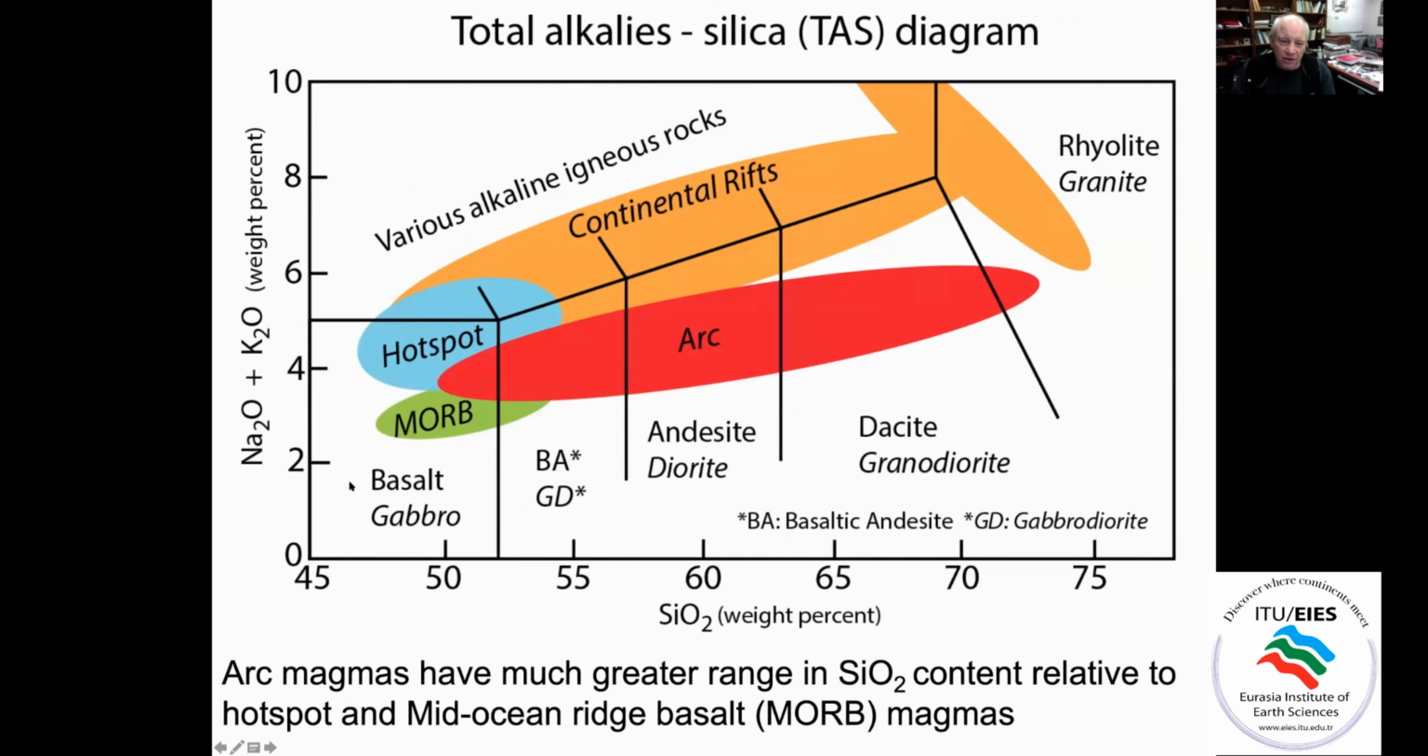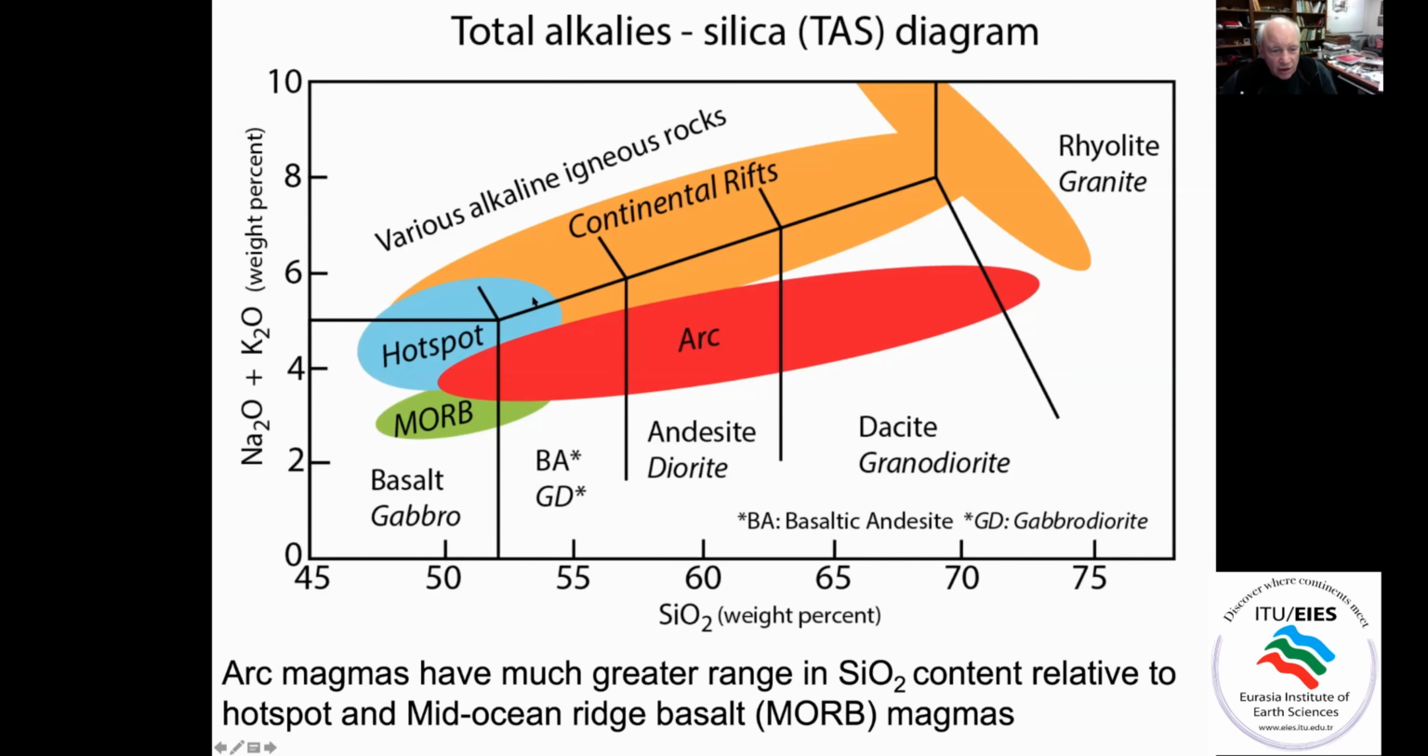All right, so let's talk very briefly about igneous rocks. This is a very simple sodium alkalized versus silica diagram. These are what the IUGS recommends to distinguish between different kinds of volcanics. And we can see that mid-ocean ridge basalts are pretty boring, basalt basically.